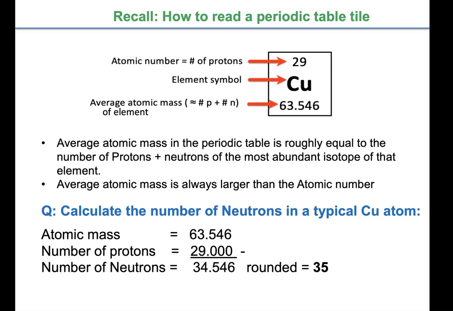So if I show you this periodic table tile and ask you to find the neutrons of a typical copper atom, you're just going to subtract 29 from 63.546, round it to the nearest whole number, and then you get 35 neutrons.